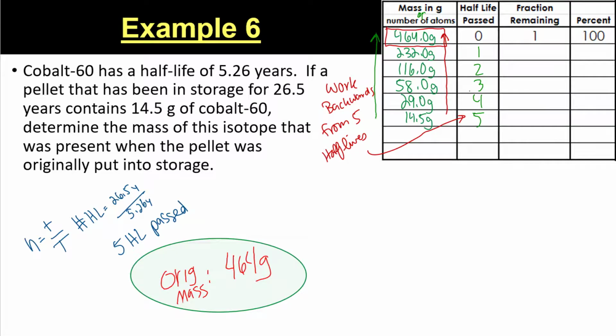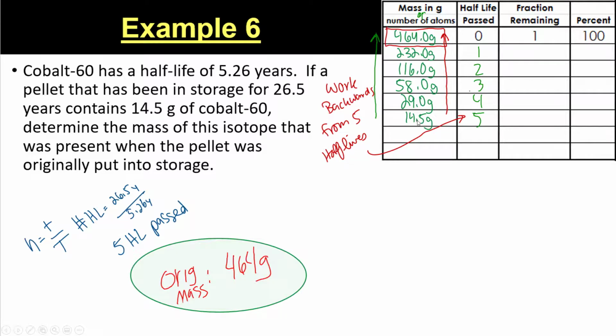Okay, if you guys did this one correctly, we should have gotten 464 grams. Once again, I'm taking all the information in the question. Half-life of 5.26 years. Storage time, 26.5 years. I'm figuring out that 5 half-lives passed. I'm listing them down in my chart. And then it's telling me that in the end, I got 14.5 grams of cobalt-60.